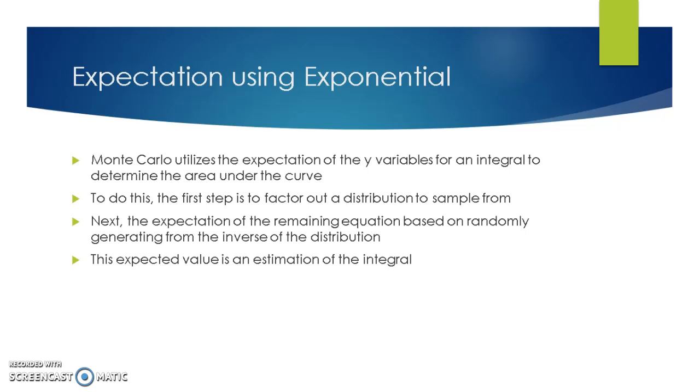And then next, the expectation of the remaining equation is based on randomly generating numbers from the inverse of the distribution. So hopefully the distribution is easy to invert. One that's not would be the normal distribution. We have to do some funky math to get there. And then the expected value is the estimation of that integral, and we use that in Monte Carlo down the road.